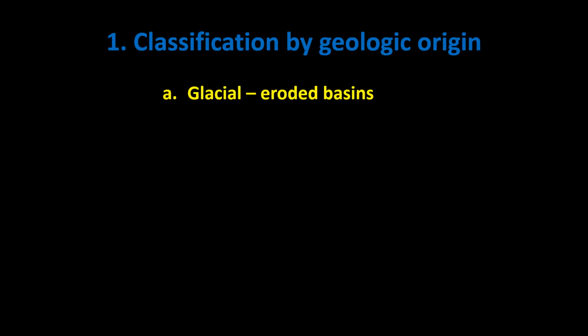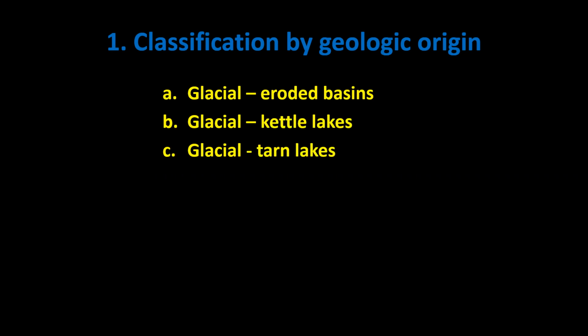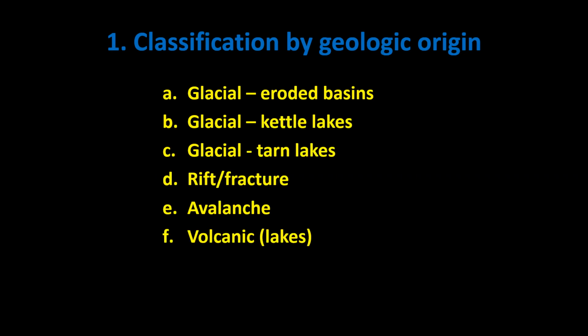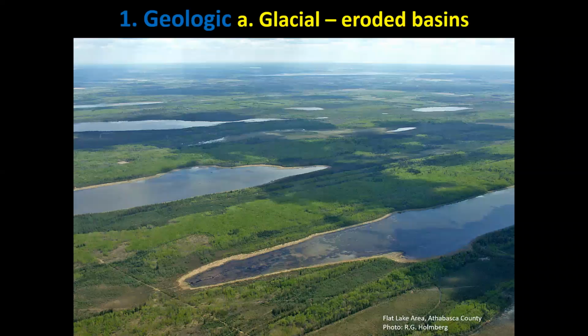Now, with glacial, we can have eroded basins, kettle lakes, tarn lakes, rifts or fractures, avalanche caused, volcanic, again only for lakes, and meteorologic, also only for lakes. So here's the first one, glacial eroded basins. You can see from this photograph, the glaciers have carved long channels moving from the left to the right, and cause these depressions. These depressions fill with water and form water bodies.